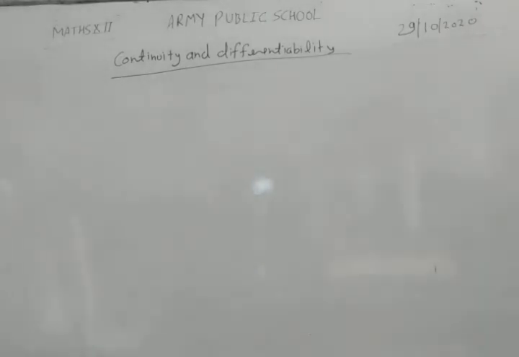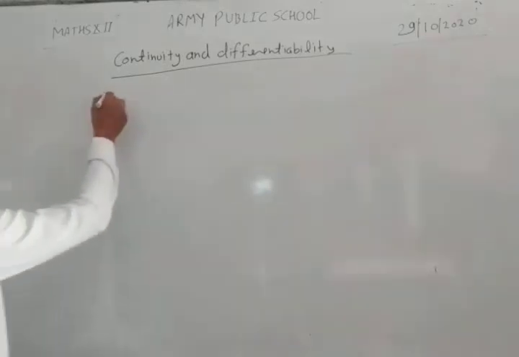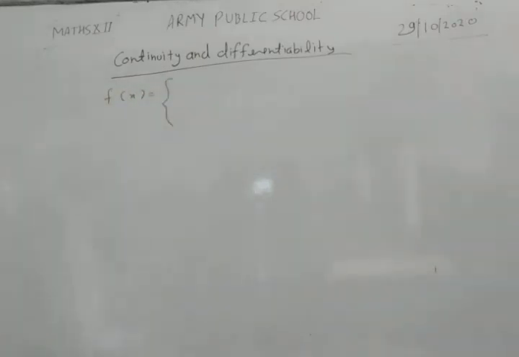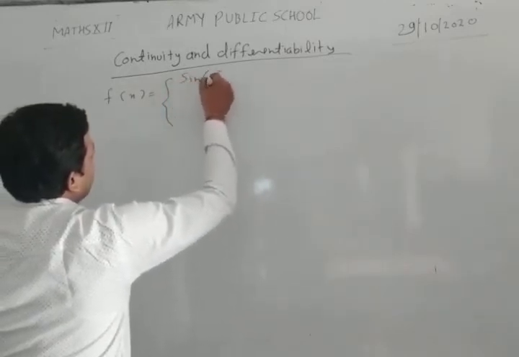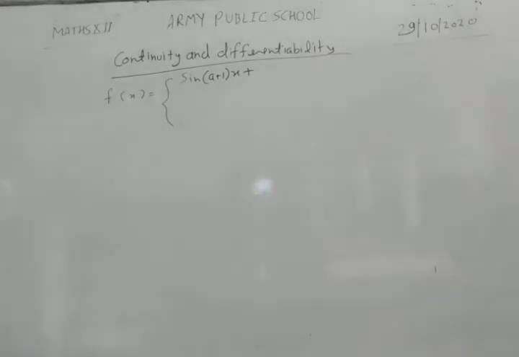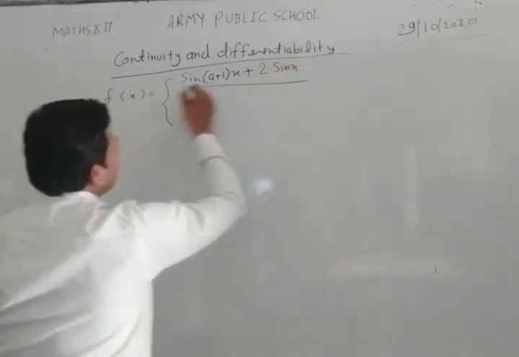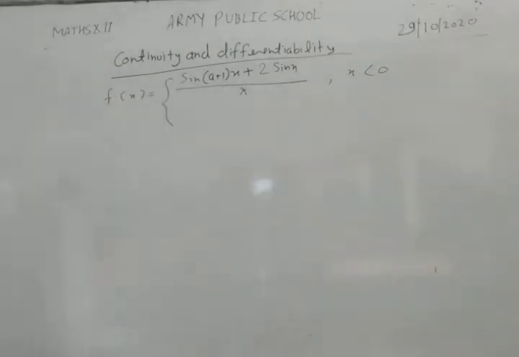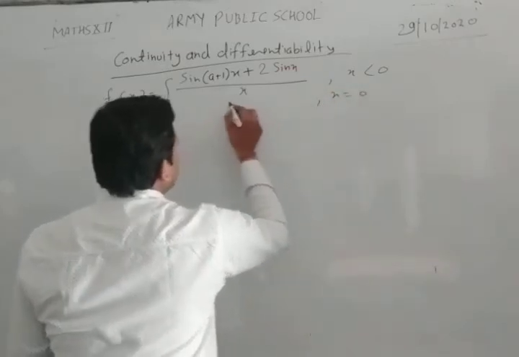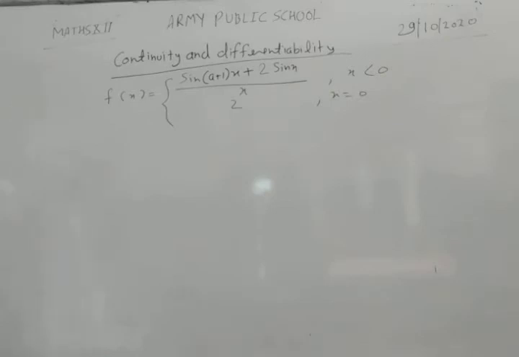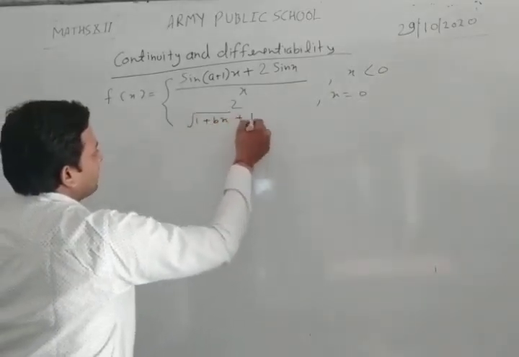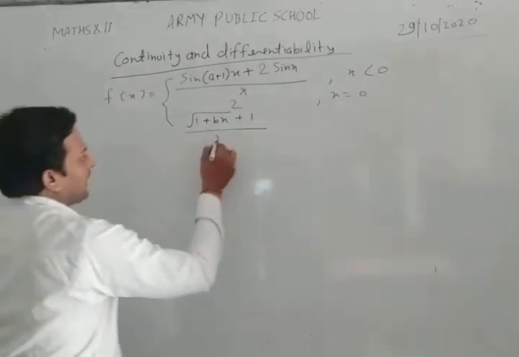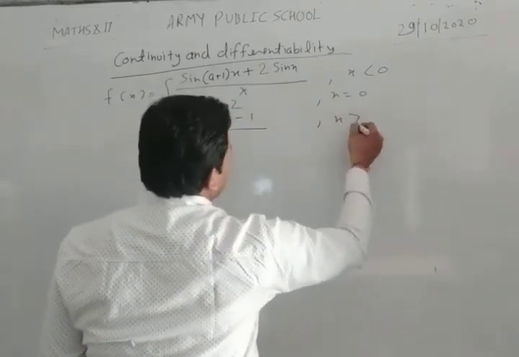Our next question is question number 2: if f(x) is equal to sin((a plus 1)x) plus 2 sin x, divided by x, when x is less than 0; at x equal to 0, the function is 2; and when x is greater than 0, it is (under root 1 plus bx minus 1) by x.